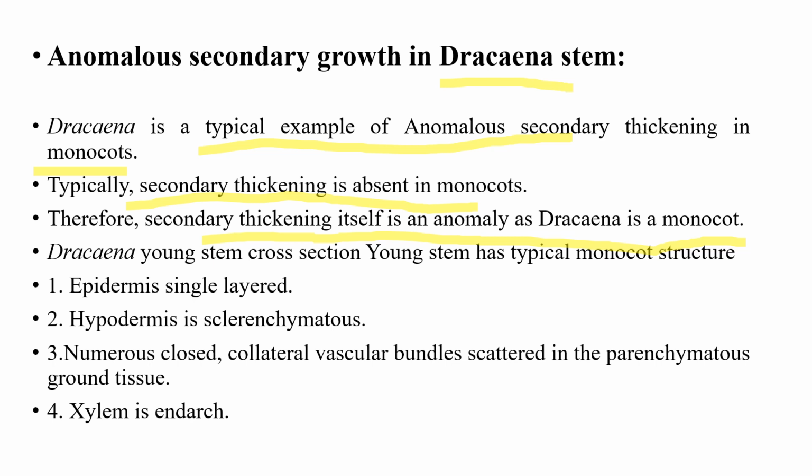The young stem of Dracaena has typical monocot structure, like epidermis is single layered, hypodermis is sclerenchymatous. In monocot, the hypodermis is sclerenchymatous, but in case of dicot, it is collenchymatous. Numerous closed collateral vascular bundles are scattered in the parenchymatous ground tissue. Closed means absence of cambium. Then xylem is endarch. As it is a stem, the xylem is always endarch.